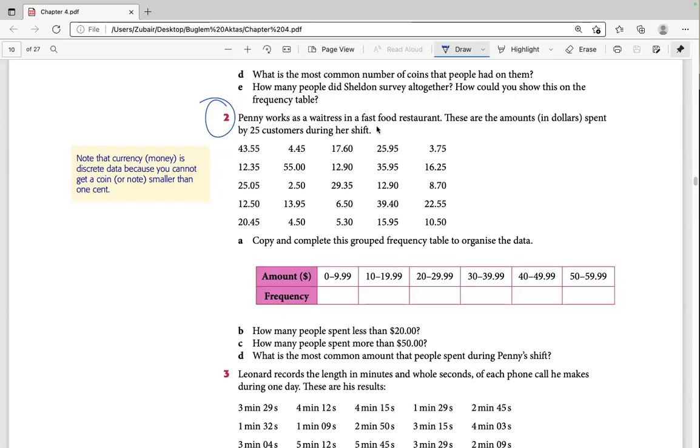Penny works as a waitress in a fast food restaurant. These are the amounts in dollars spent by 25 customers during her shift. Now, this is going to be a little hectic. Copy and complete the grouped frequency table to organize the data. When it says from 0 to 9, that is 0 to 9.99. So I am having 10 in my head and I'm writing every value which is less than 10. So 0 to 9.99. 1, 2, 3, 4, 5, 6, 7.